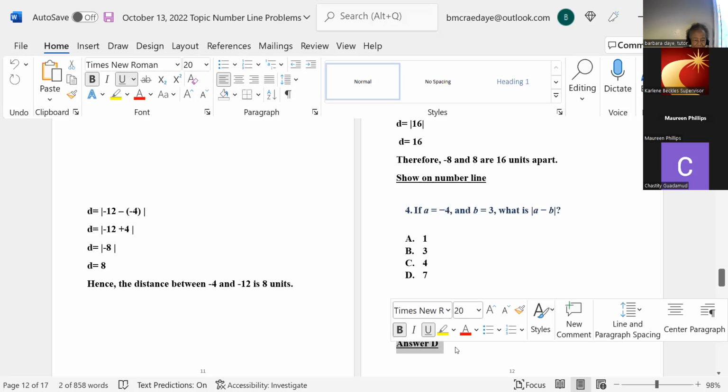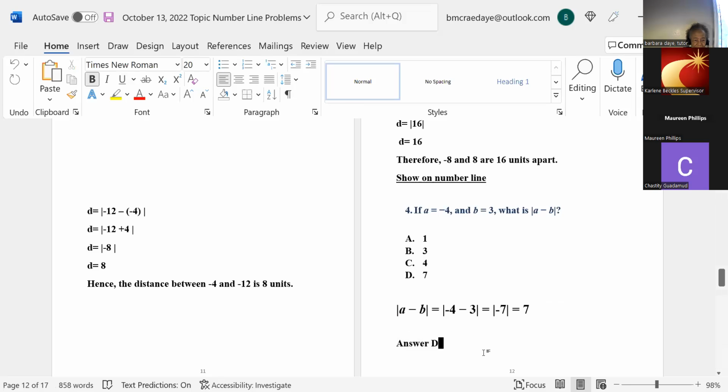Remember, whenever you see that absolute value symbol, there are 2 vertical lines. The numbers don't have signs. Notice all these choices, no signs.